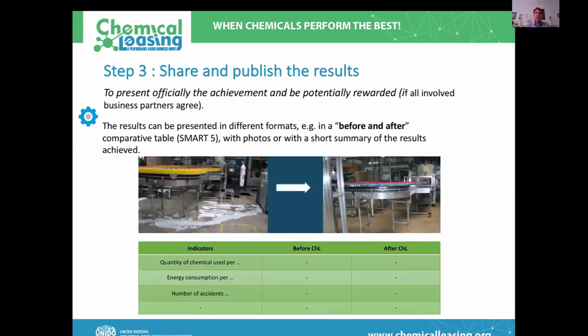And step 3, I said it's optional for the wider public, but it is obligatory, of course, between the partners. You should know whether you are doing a good job, whether switching from quantity to performance-based payment is giving you any results, and why. And of course, the best way for you, for your bosses, or if you are a consultant listening to me, to present the case to other potential clients, is to compare the situation before and after Chemical Leasing using a Smart 5 tool.